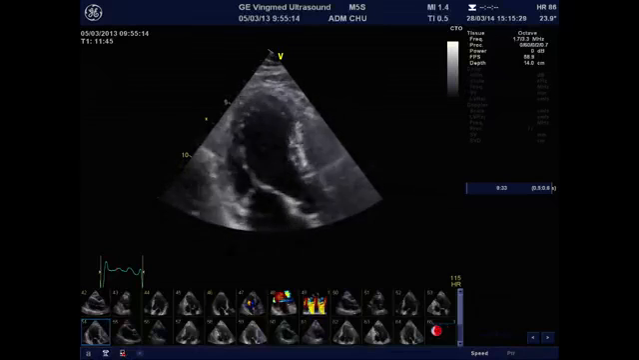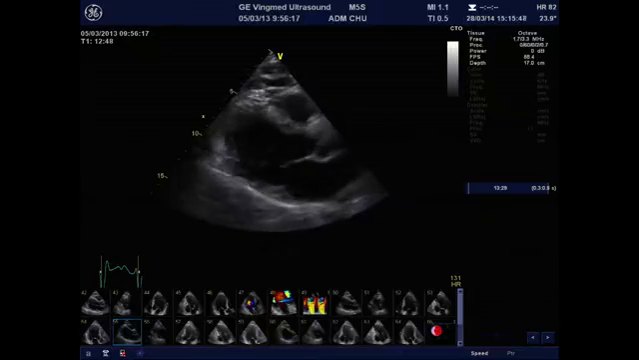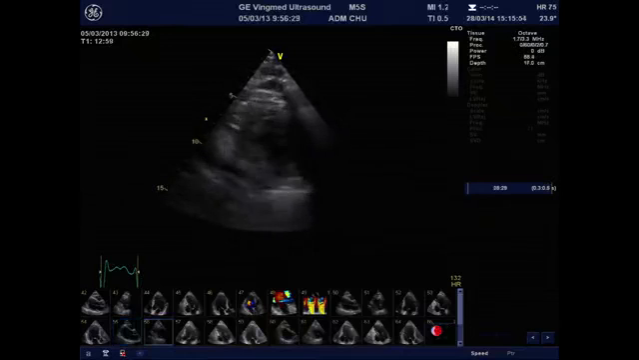Then the patient should exercise until exhaustion or until at least the target heart rate is reached, or of course if he develops angina or significant ST segment depression or arrhythmias. So we go to peak exercise. The heart rate is 141, so it is above the target heart rate. And again, the short axis view.